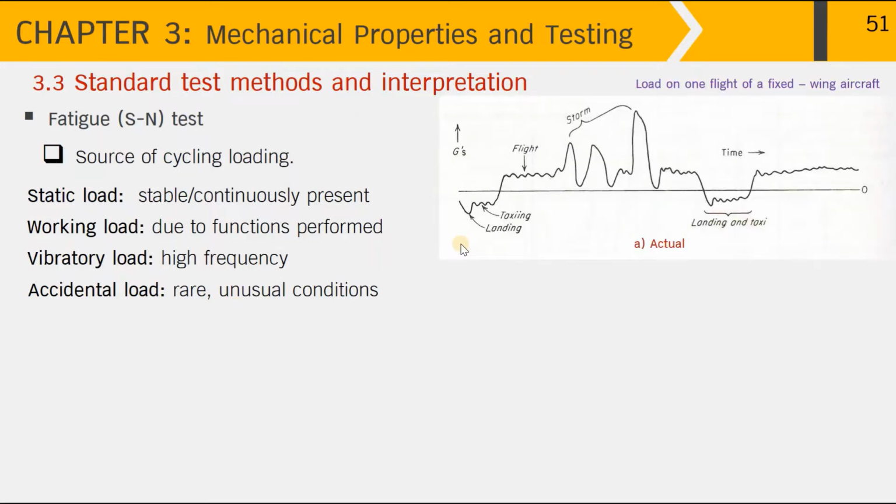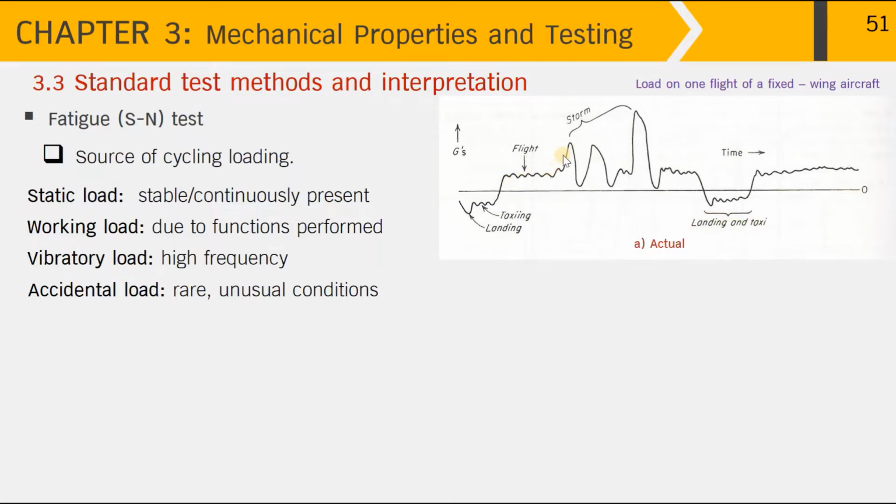I'm giving you the example in the picture on your right hand side. Here are the loading cycles on one flight of a fixed wing aircraft, showing variations of the cyclic loading with time. First, if you look over here, landing and then taxiing of the airplane will produce small amplitude of loading. And once the airplane takes off, the load increases until reaching the maneuver stage. Then the flight goes on with little vibration over here.